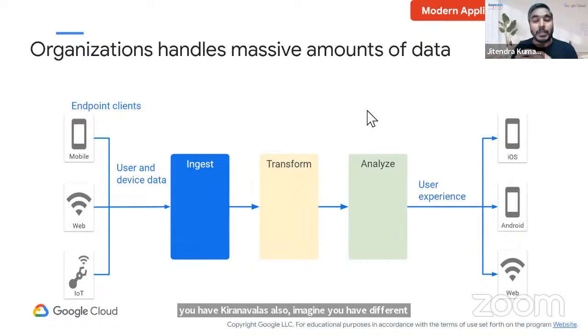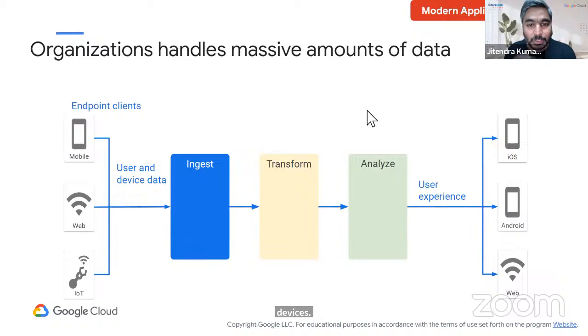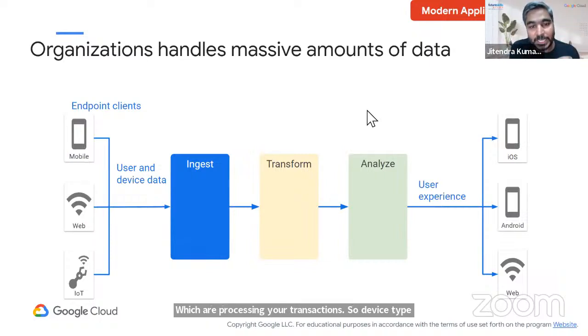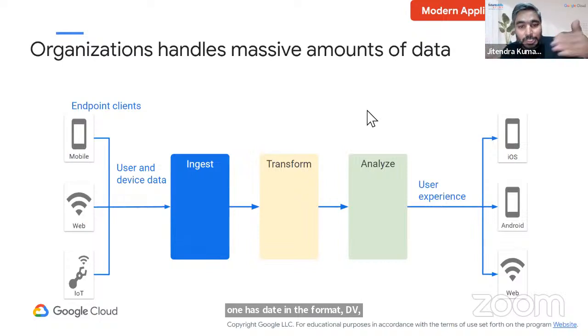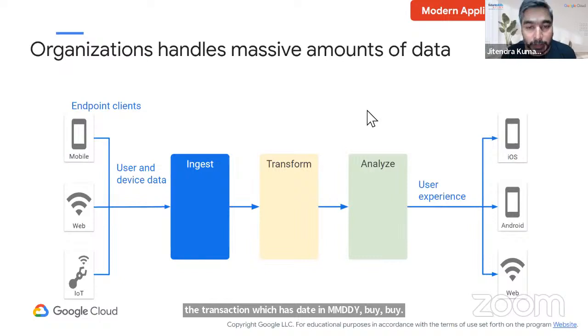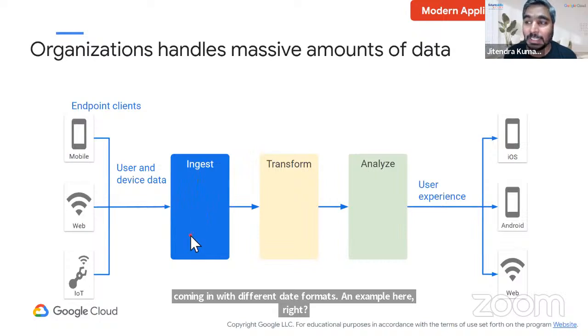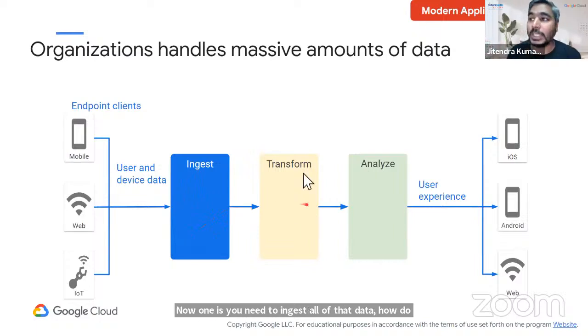And then like JioMart or somebody, if you have Kirana stores also, imagine you have different devices which are processing your transactions. So device type 1 has date in the format DD, MM, YYYY. Device type 2 has the transaction which has date in MM, DD, YYYY. What am I trying to say is you have multiple data points coming in with different date formats. An example here, right? Now, you need to ingest all of that data, right? How do you ingest? We will talk about. But then you need to transform that data, because you need to bring all the date formats into a single date format before you can store and then analyze.